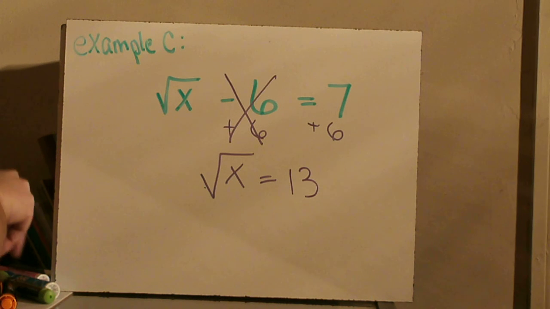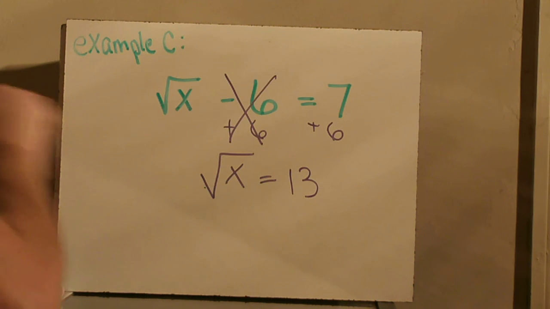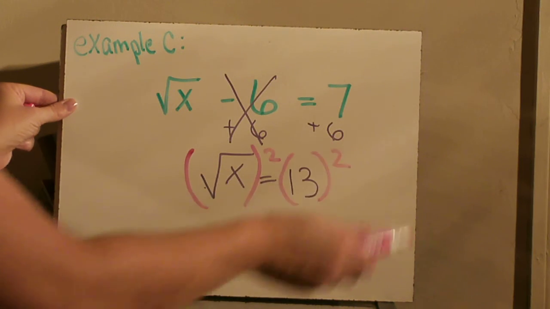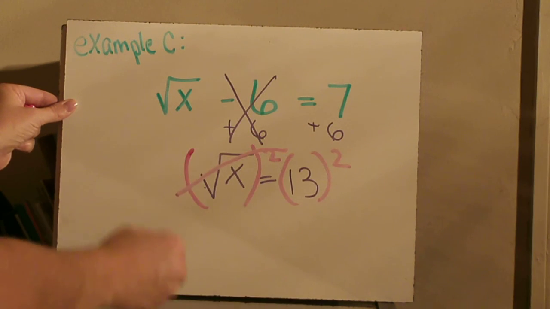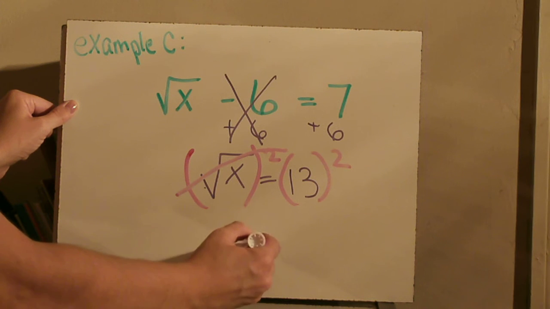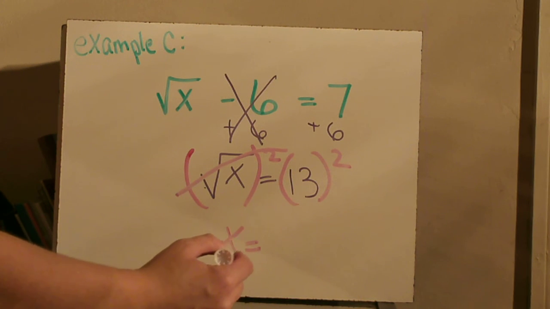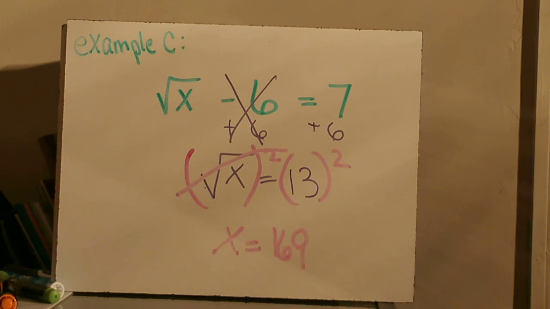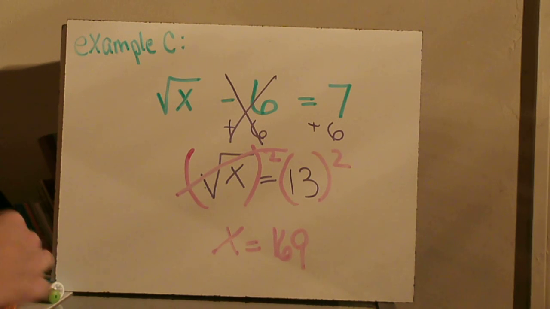Now we're going to use the inverse operation to undo our square root. So now we want to say squared, squared. This is going to undo the operation of the square root, leaving us with just x. And then 13 squared is 169. So x is equal to 169.